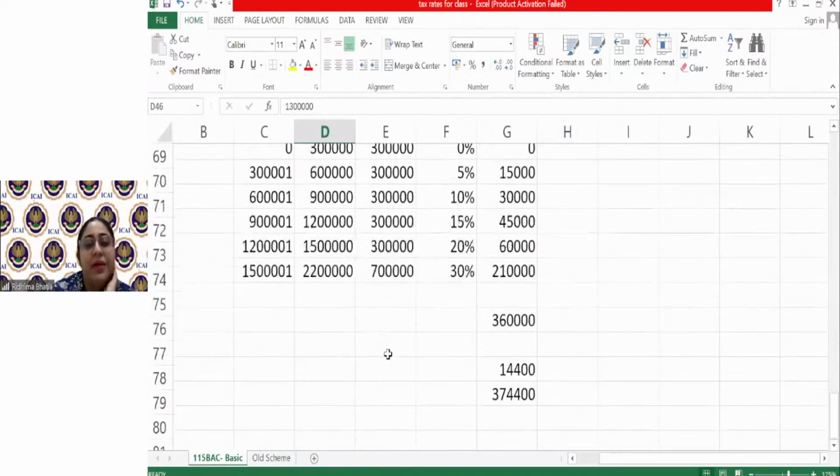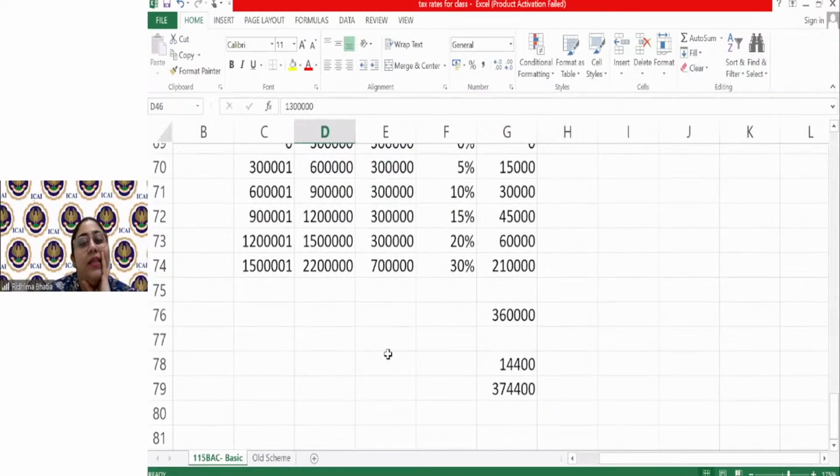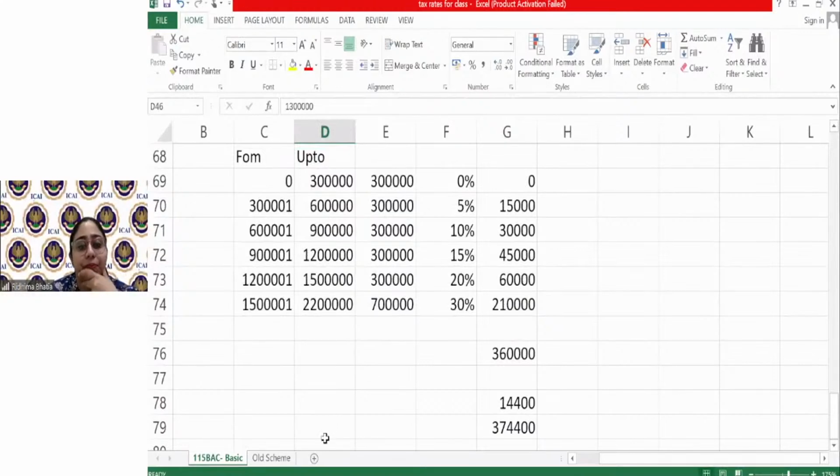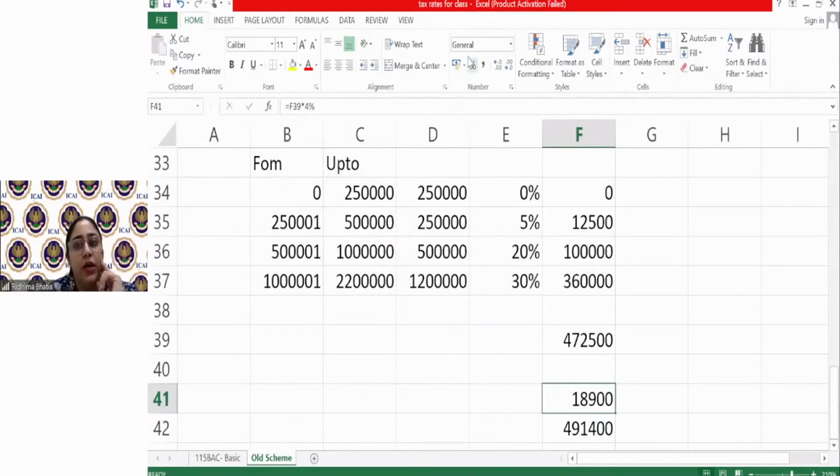Versus on 22 lakh we had computed tax in the new scheme as 3,74,400. So you see almost 1 lakh difference comes under tax. 4,91,400, did everyone get it? Okay. Very good. Very good. Each one of you has given the correct answer. Super. Very good. Now the question comes, which scheme to choose, new scheme or old scheme?